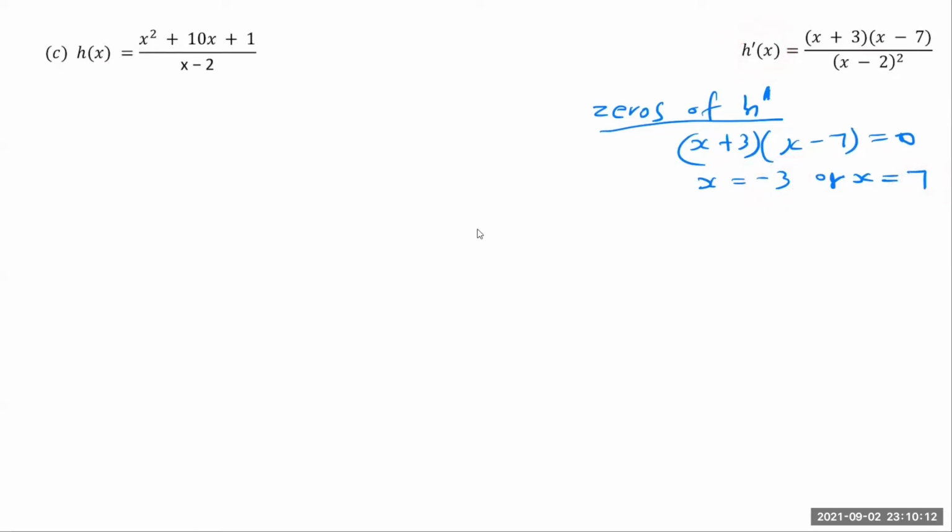And I also need to find the points where this function is not continuous. As you can see, we clearly have an infinite discontinuity at x is equal to 2, because at x is equal to 2, your denominator is 0. So you are going to have a vertical asymptote. That means you have an infinite discontinuity.